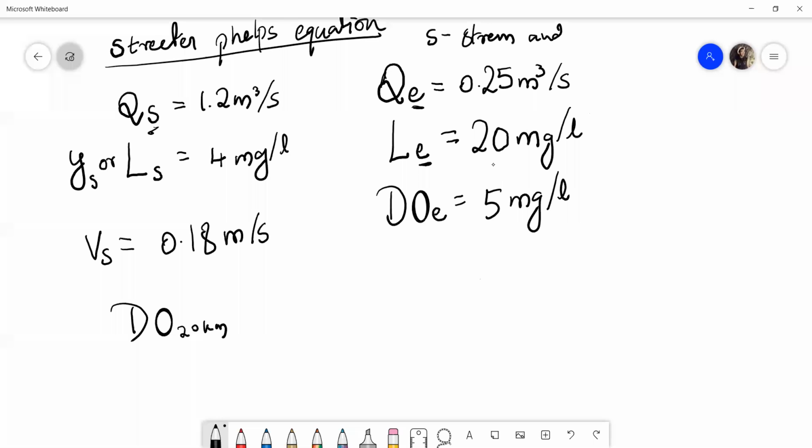And E means effluent. Okay. S means stream and E means effluent. You can write it down to the side. Okay, we have to find out dissolved oxygen. So never get confused between deficit and dissolved oxygen. We have to find out the dissolved oxygen at 20 kilometers and dissolved oxygen at 40 kilometers. You know what does this mean?